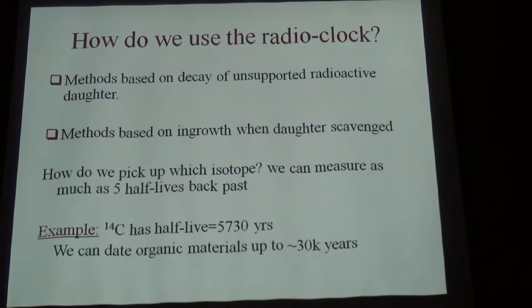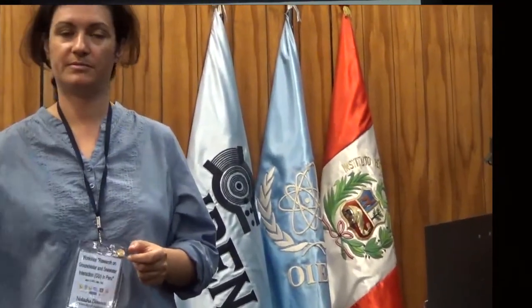I'll show you some examples of unsupported radium when we use it in coastal areas. And the other method is when we have ingrowth, when we have a parent which has a longer half-life, and it will start producing the product, the daughter. So two groups of methods. And so we use different isotopes depending on their half-life and the processes we are looking at. Usually in coastal areas, when we look at mixing of seawater and freshwater, the time range is 10 to 20 days. So we want to pick the isotope which has this half-life, because we can use it only until 5 half-lives. After that, it will decay completely, and we won't see the difference between the parent and the daughter, and we cannot use it as a radio clock.